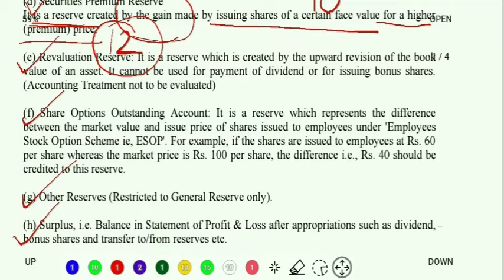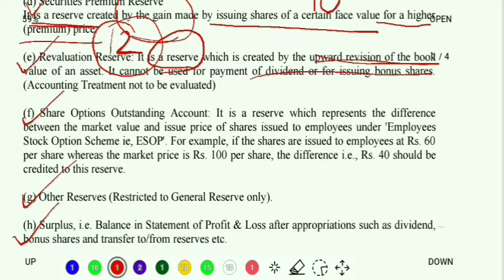Understood? So the amount that is created by the upward revision of the book values is called a revaluation reserve. Clear? Same thing for revaluation reserve, the amount which is collected over there cannot be used for the dividend payment or for issuing any kind of bonus shares. What are bonus shares? We have already discussed in our last videos.